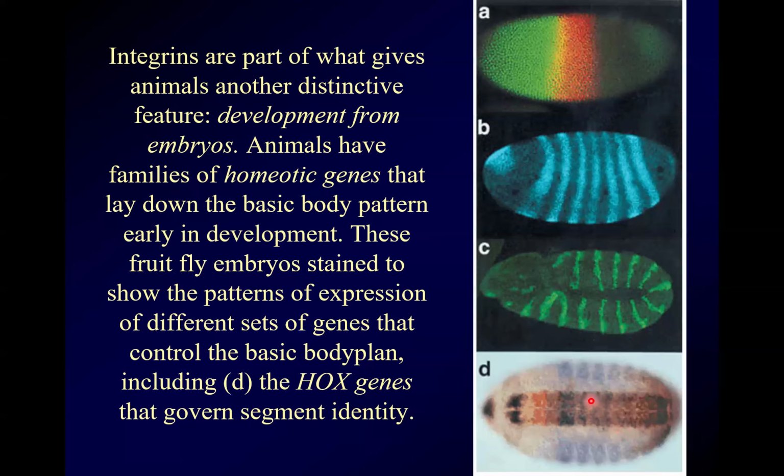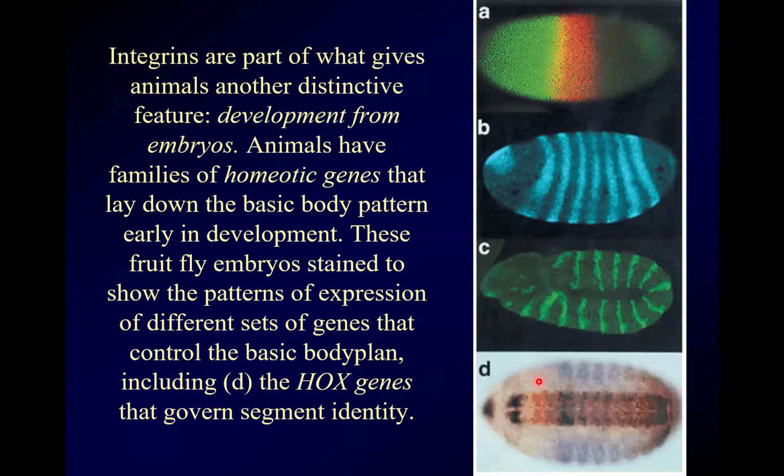And Hox genes govern segment identity. Hox genes essentially tell a developing embryo where you're going to put the legs, where you're going to put the eyes, where you're going to put the head, where you're going to put the butt. They're responsible for laying down a lot of the basic body plan. And these are fruit fly embryos, but every animal has Hox genes. Even sponges have a few. You've got multiple clusters of them.